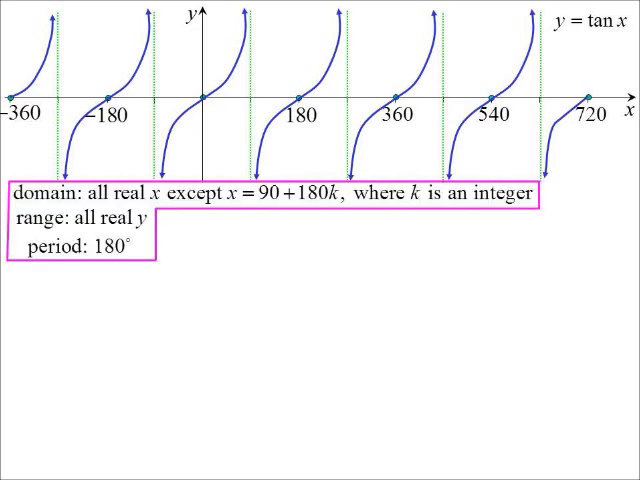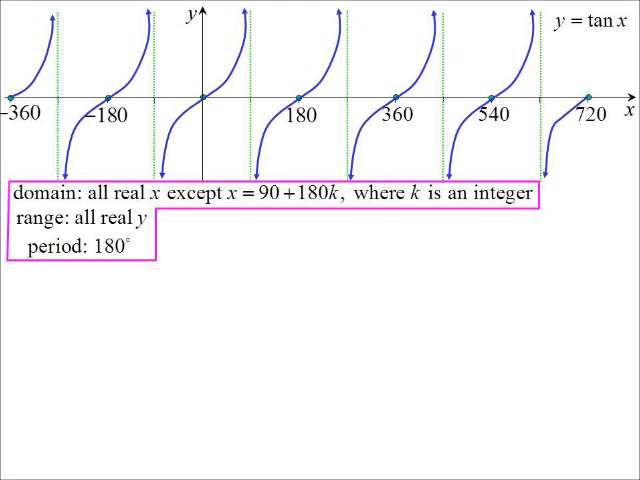So the domain's quite interesting because there's lots of ones I can't have, hence my rather large box there. So to generalise it, I'll say, well look, it's all real x. I can't have 90, but then every 180 degrees before and after that, I can't have that either. So plus 180k, where k is some whole number, some integer. Could be positive, could be negative, but that's where we'll find all those asymptotes. The range is easy, that's just all real y. There's no breaks in it as we go vertically. And the period for this one is only 180. It takes 180 degrees for this one to repeat.